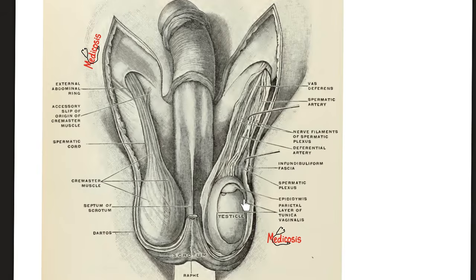Look at this. This is the tunica vaginalis. On top of the testis, there is the epididymis, which is the beginning of the vas deferens. So you go testis, then epididymis, then vas deferens. At the midline, the scrotum has a median raphe.